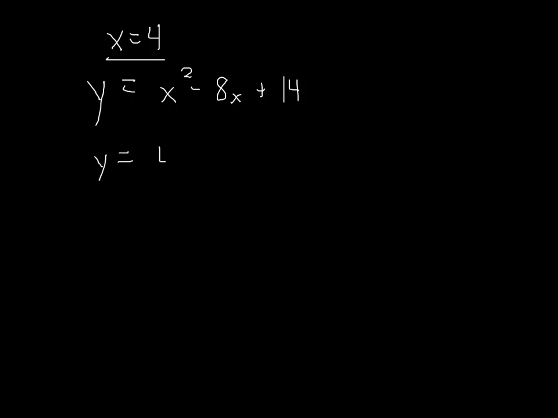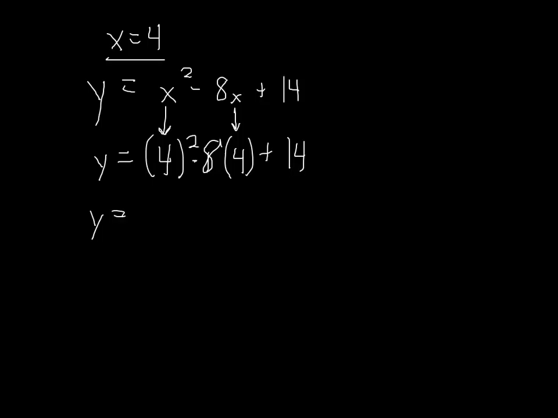So y is equal to 4 squared. I'm just plugging in 4 for that x. Minus 8 times 4, where again I plug in 4 for x, plus 14. So I'm going to solve this out, plugging and chugging. 4 squared is 16, minus 8 times 4 is 32, plus 14. I can add all these numbers up, and when you do, you will find that y is equal to -2.